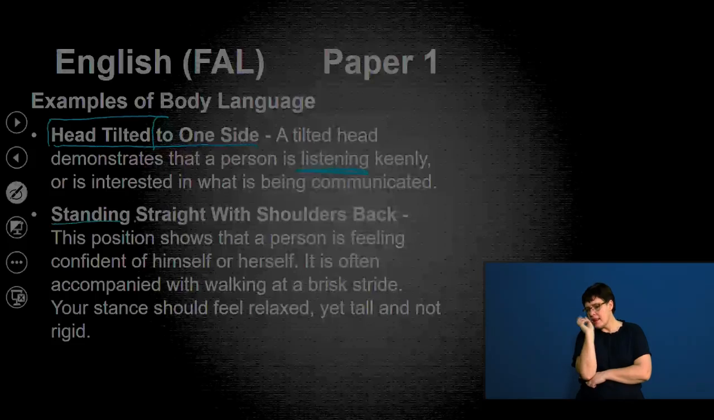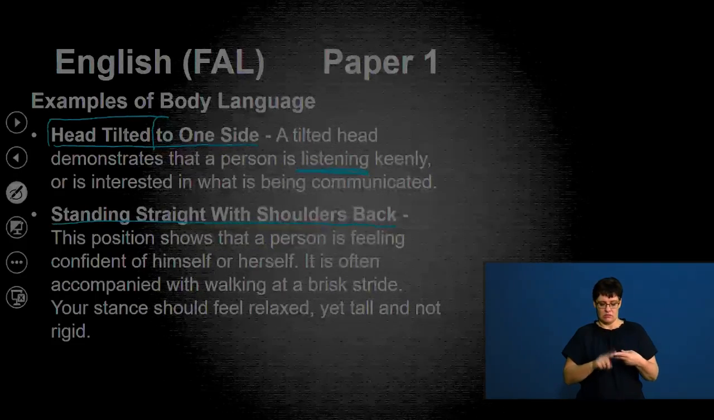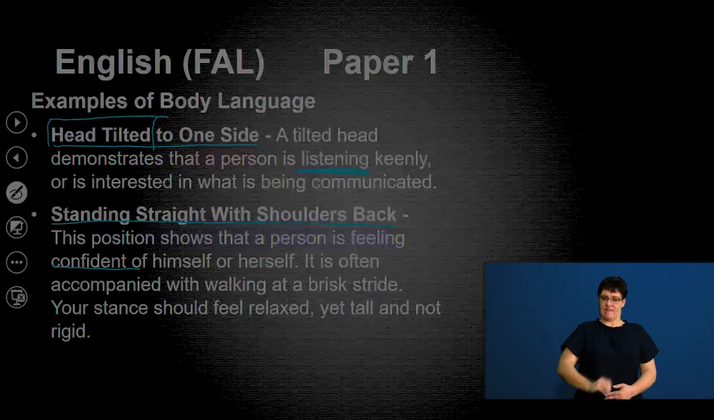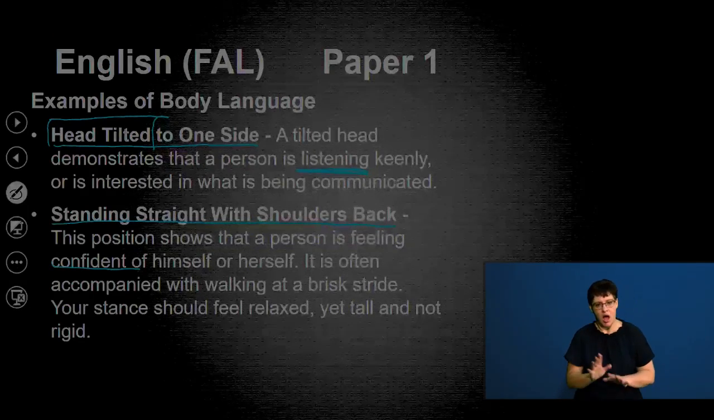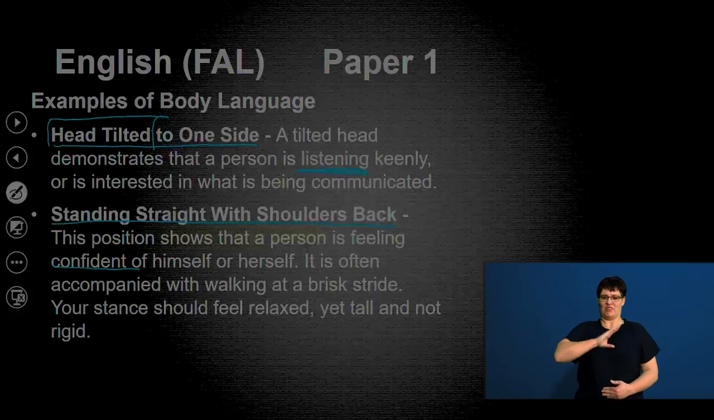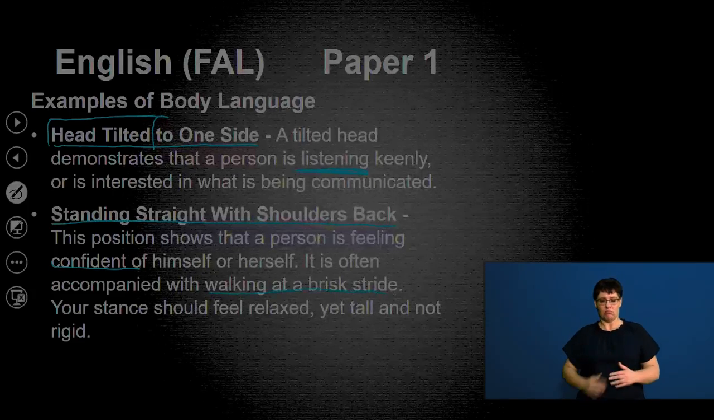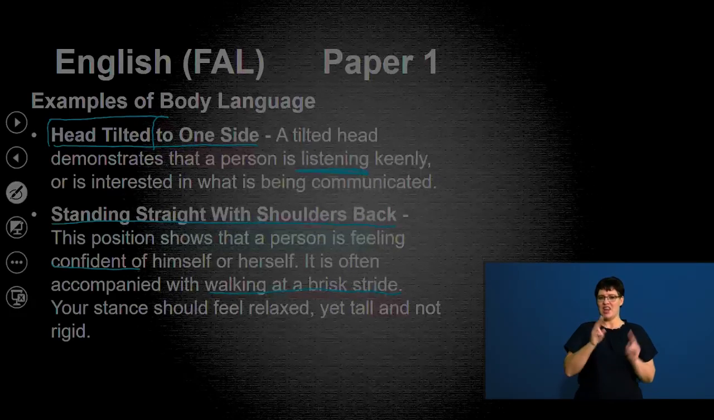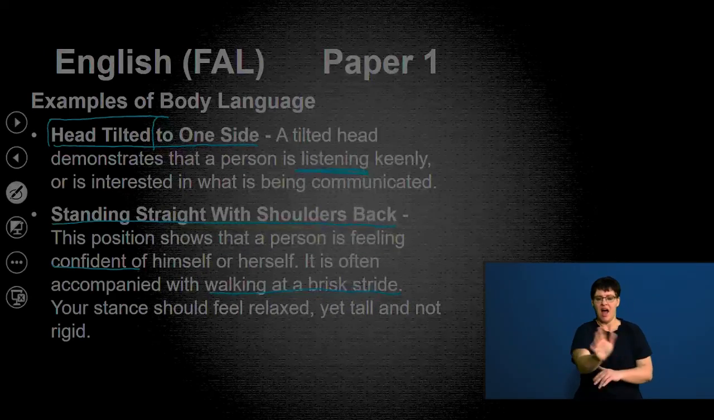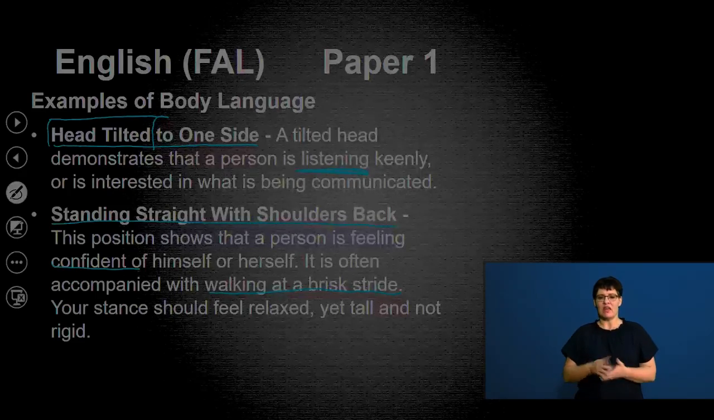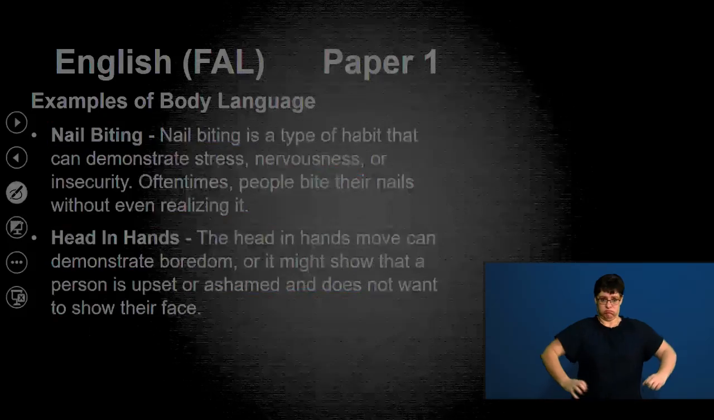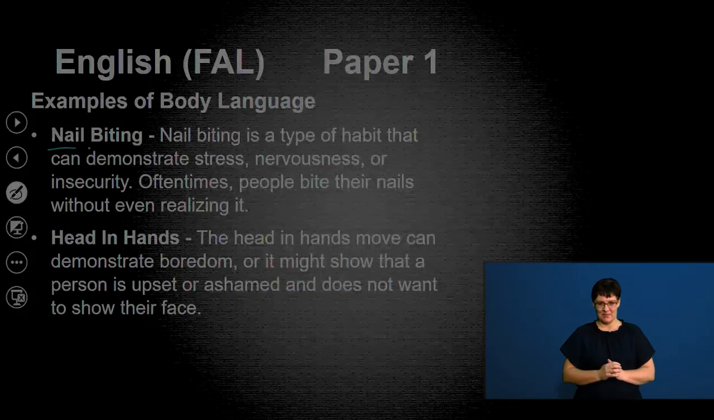So standing straight with the shoulders back, this position shows that the person is feeling confident, okay? So they're not slouching, they're standing firm and straight. It is often accompanied with walking at a brisk stride. So brisk means that you're obviously walking at a natural pace, there's no hurry. Your stance, you should feel relaxed, yet tall and not rigid. Okay. Nail biting.